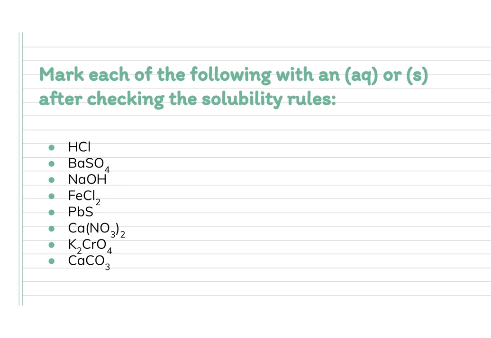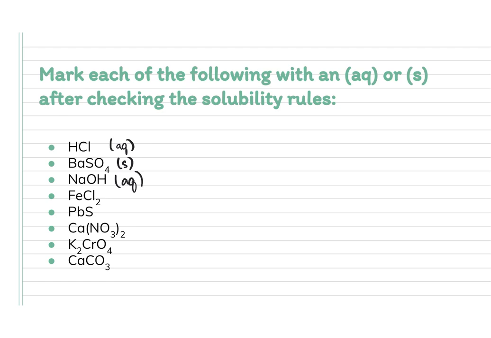Really quickly, I want you to pause the video wherever you're at and try to utilize those solubility rules to determine whether it is soluble or insoluble. I'm going to quickly go through why each is that specific answer, just so you have an explanation. The first one is HCl, hydrochloric acid. Rule number 2 determines that this is aqueous. Barium sulfate is one of the exceptions to rule number 3, so that one is going to be a solid. Sodium hydroxide is a hydroxide of an alkali metal, so it is aqueous.